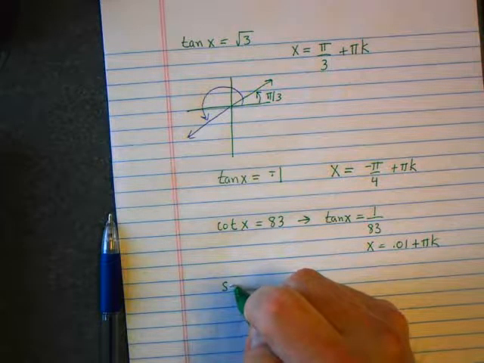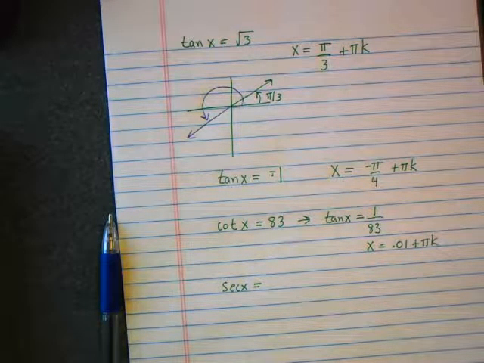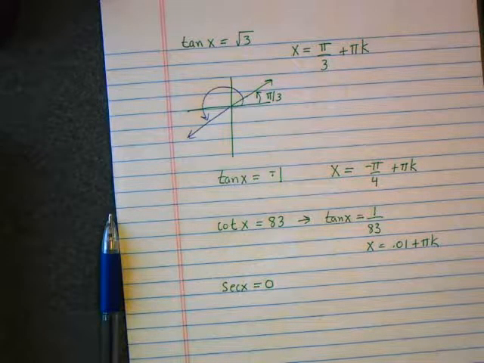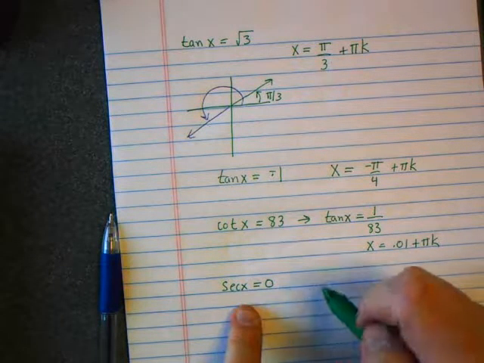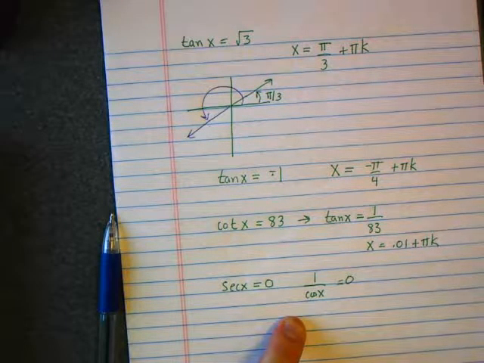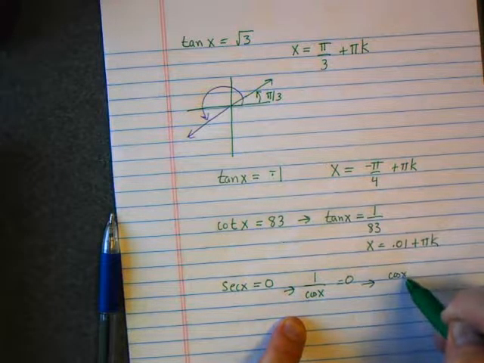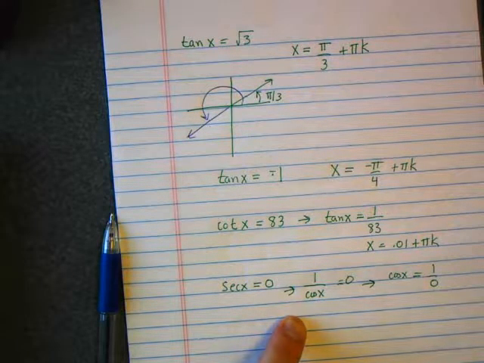If I had secant x is, got a number that you like? 0. That's a good one. Secant x equals 0. What's the solution to that equation? It's not 0. Secant is 1 over cosine. So this would be 1 over cosine of x equals 0, which would be the same as cosine of x is 1 over 0, which is undefined. There's no solutions.